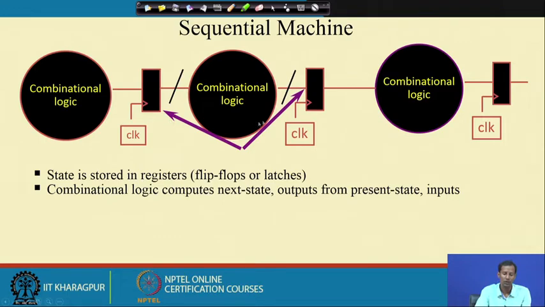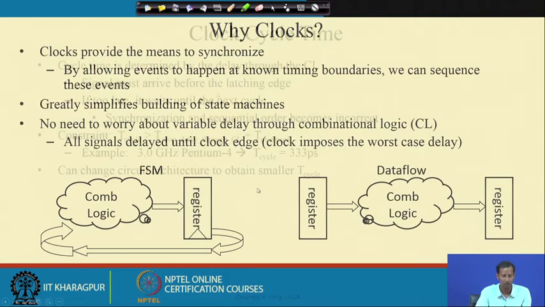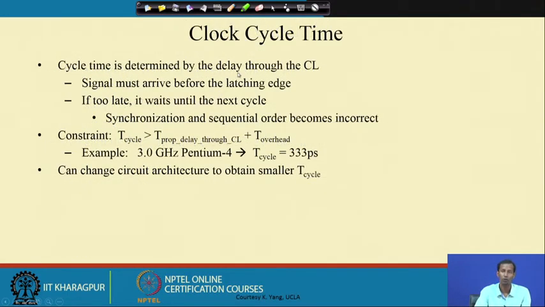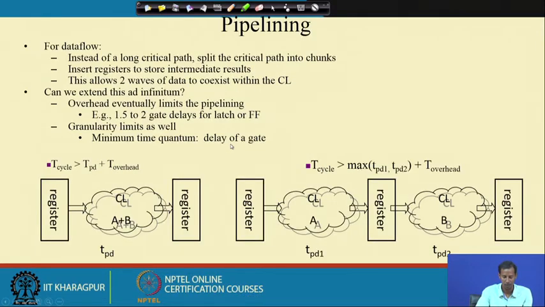Okay. So, this is the same thing which we have already considered. Suppose what is the need for computing this clock cycle time? Because the clock cycle time is determined by the delay through this. The signal must arrive before the latching edge, and if it is too late, it waits until the next cycle.